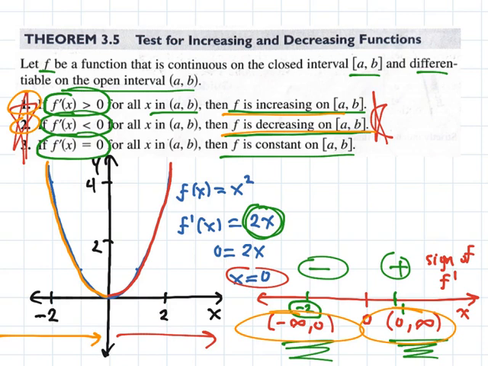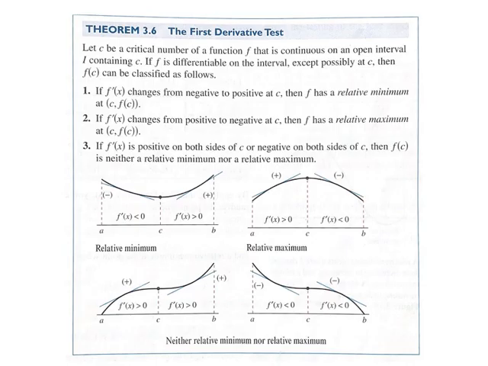And now we'll take a look at the first derivative test, which is also something that we learned in Calculus AB. Let's take a look at the first derivative test from Calculus AB. It says here, let c be a critical number of a function f that is continuous on an open interval I containing the critical number. If f is differentiable on the interval, except possibly at c, then f of c, the output value from the function, can be classified as follows: 1, 2, and 3.